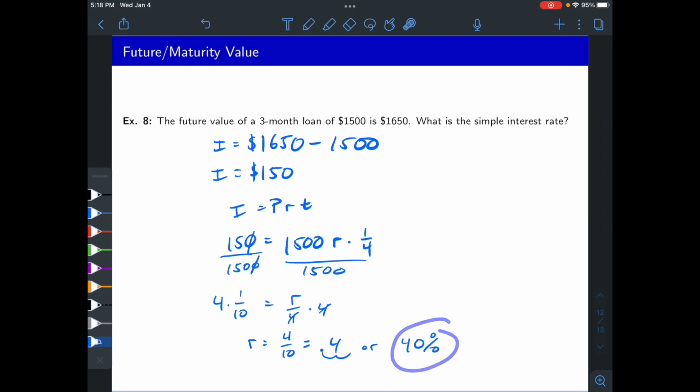Okay, so I did not pick the most realistic numbers here because you're not really going to find a lot of loans out there that are 40% loans. This would be 40% per year. Notice that going up by $150 in a quarter of a year, it's going up by like 10% in a quarter of a year. That's an insanely high amount of interest. So really not realistic numbers here, but you get the point, hopefully. You figure out your interest just by taking the difference, and then this reduces to a problem that we were solving at the beginning of the video, where we say interest is equal to PRT, and then just plug everything in and solve for R.